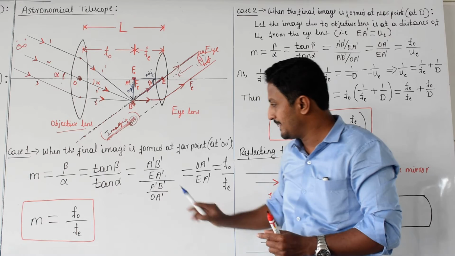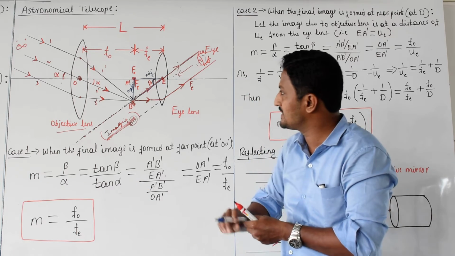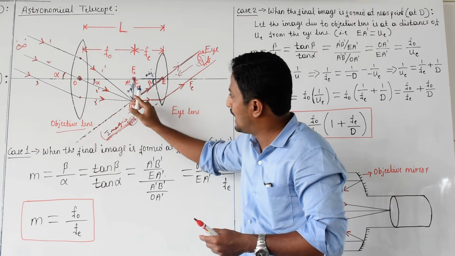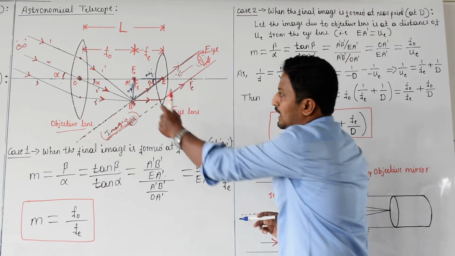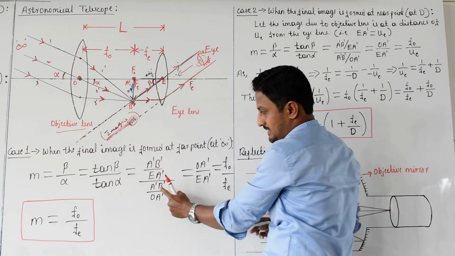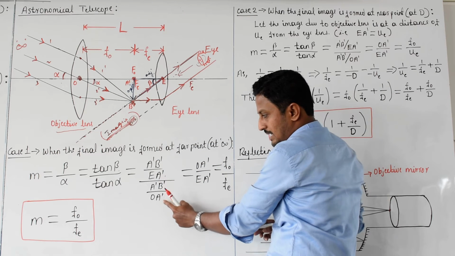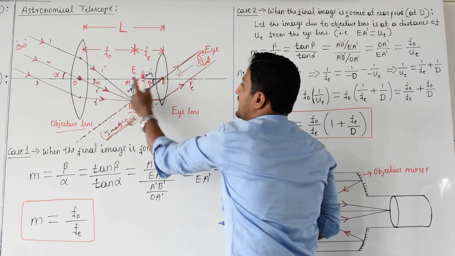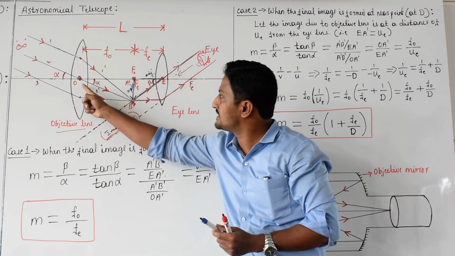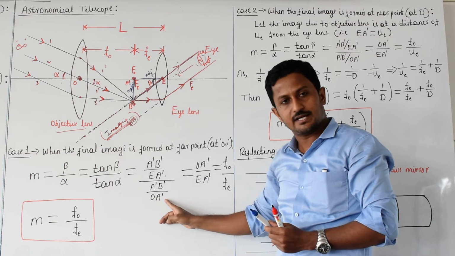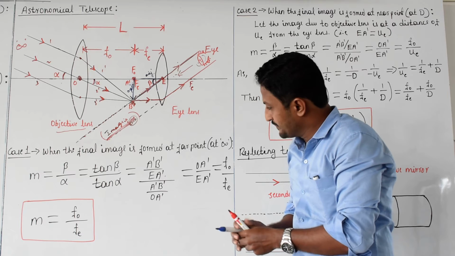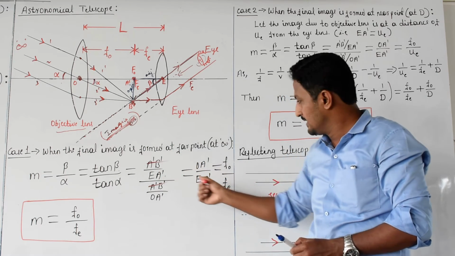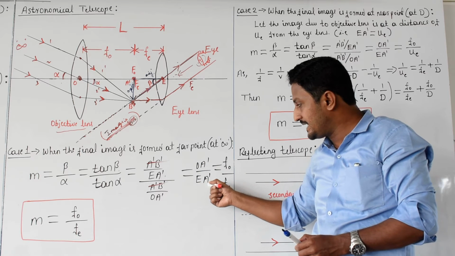This is beta. Then what about alpha? Look here. This is alpha. For this right angle triangle, tan alpha is opposite by adjacent. Again opposite is A dash B dash, by adjacent. Adjacent is O A dash. Have you understood? This is adjacent, O A dash. Now this A dash B dash will get cancelled. This will come to the numerator. That will be O A dash by E A dash.